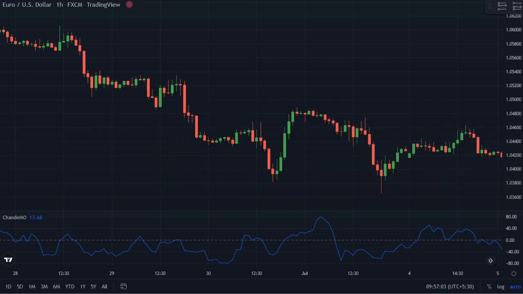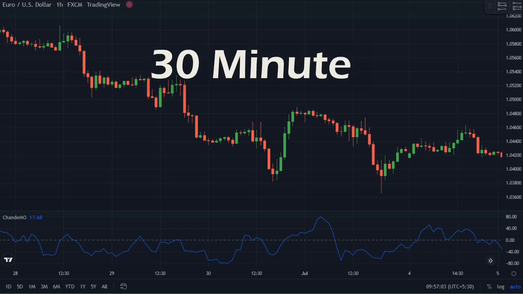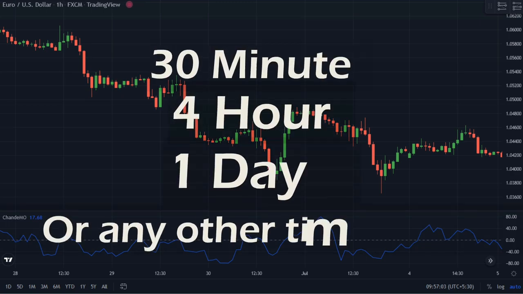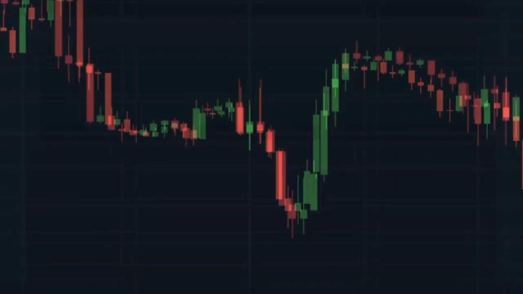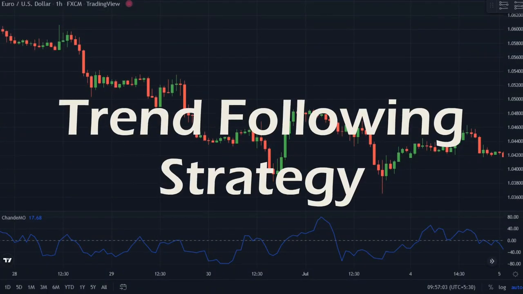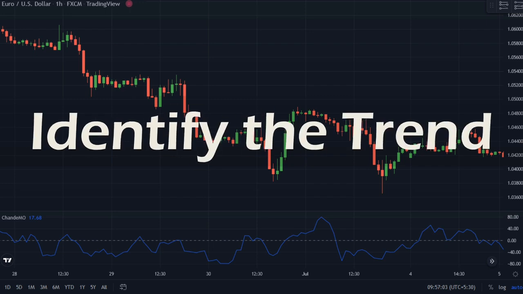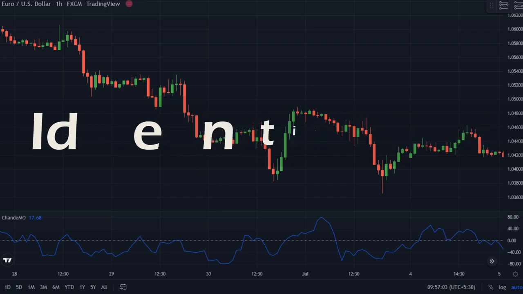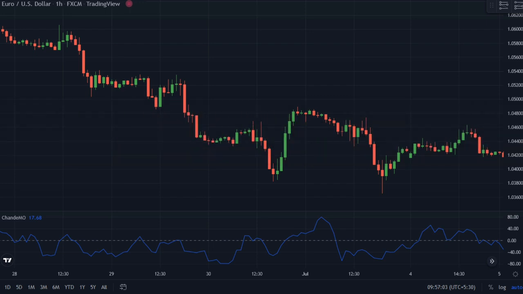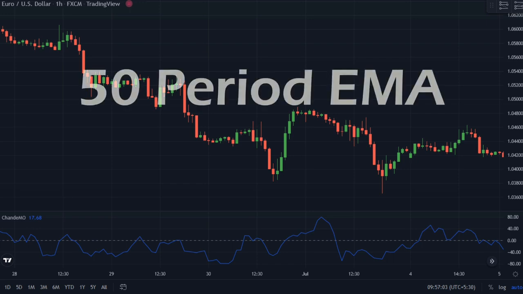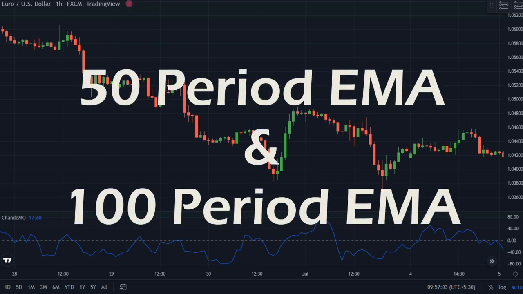Here I've opened a 1 hour chart of the Euro USD, but this strategy works equally well with 30-minute, 4-hour, daily chart, or any other time frame. Since this is a trend-following strategy, we will be looking for short-term pullbacks in an existing trend, and entering at the end of a pullback. To enter on pullbacks, we first need to identify the existing trend. To do so, we will use two moving averages. Here I am going to use a 50-period exponential moving average and a 100-period exponential moving average.